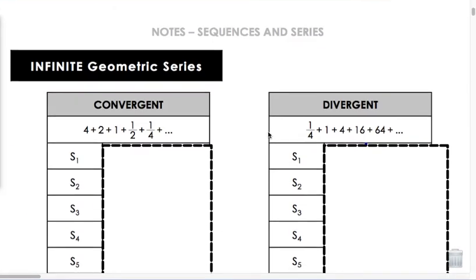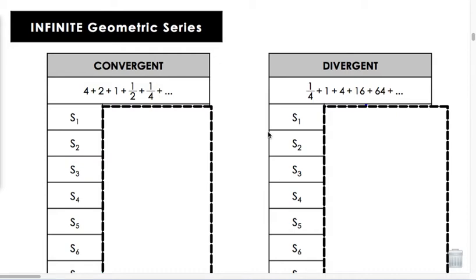What we're going to look at now is infinite geometric series. And we're going to recognize that there are 2 types, convergent and divergent. So let's look at convergent. We have 4 plus 2 plus 1 plus 1/2 plus 1/4.